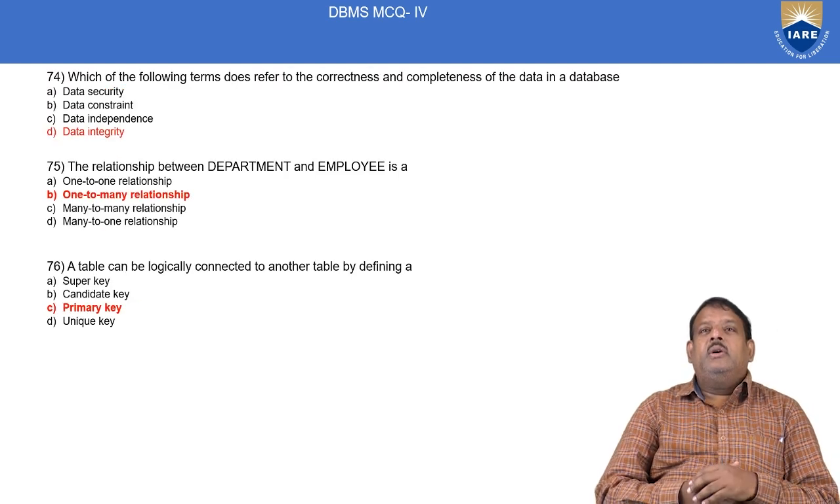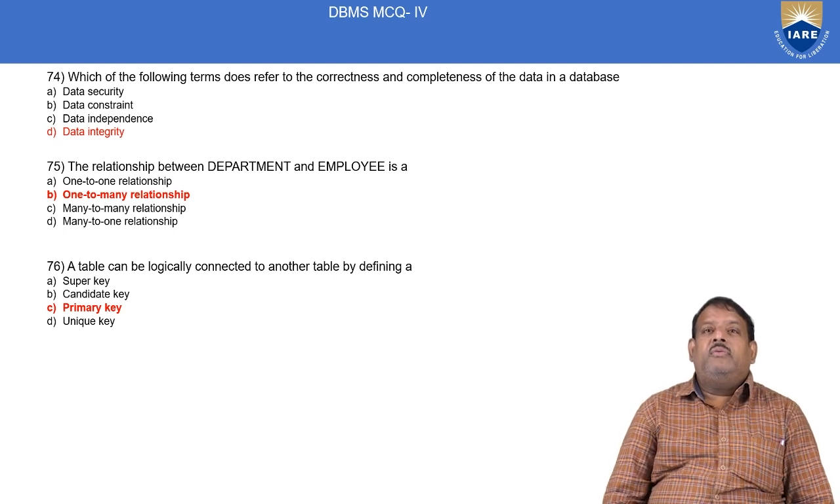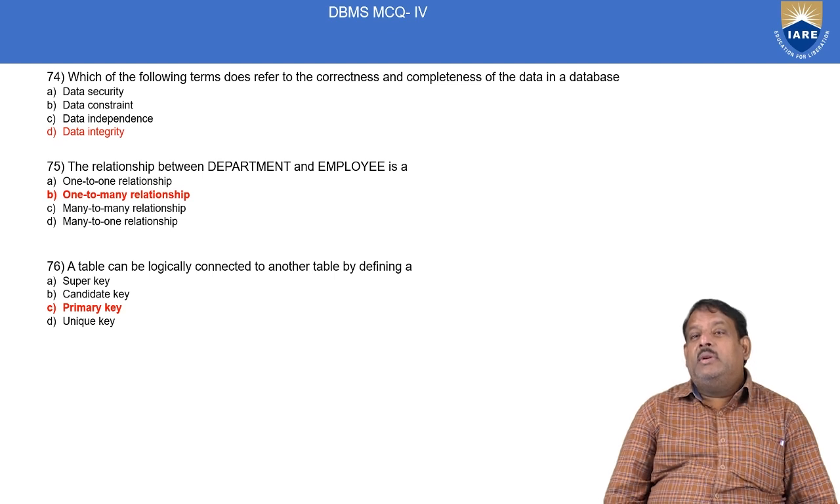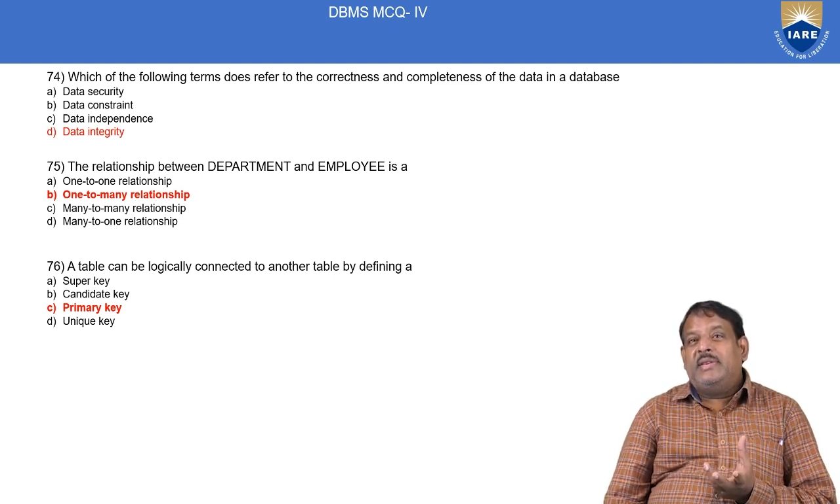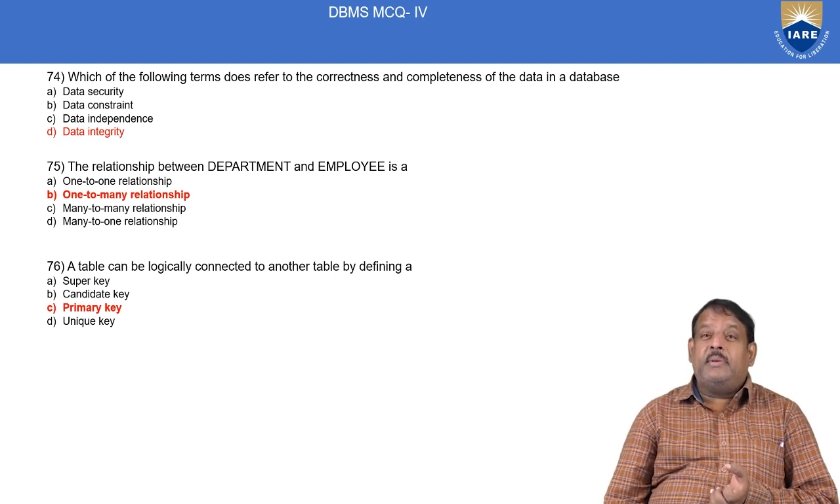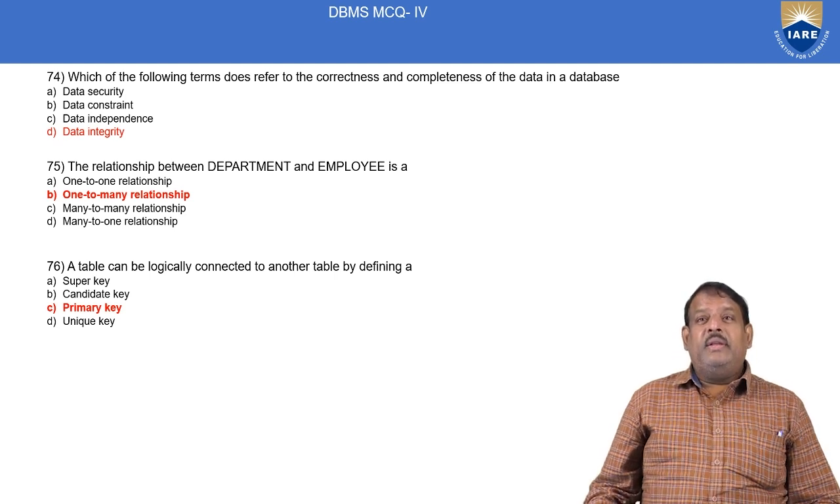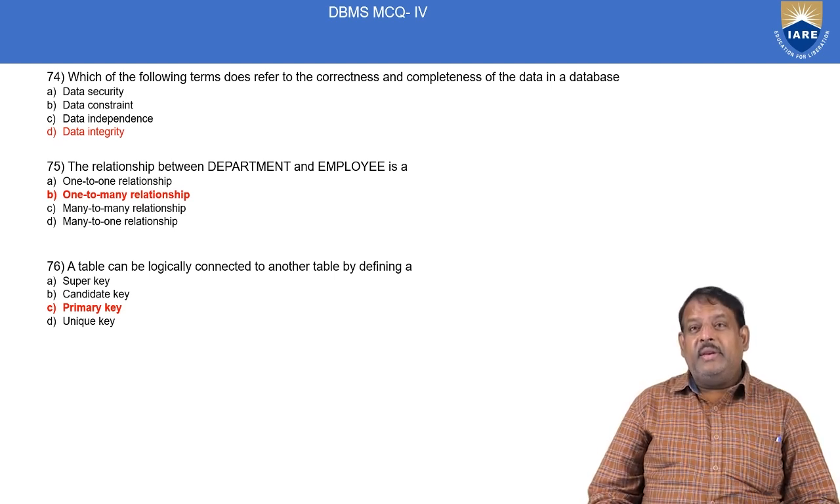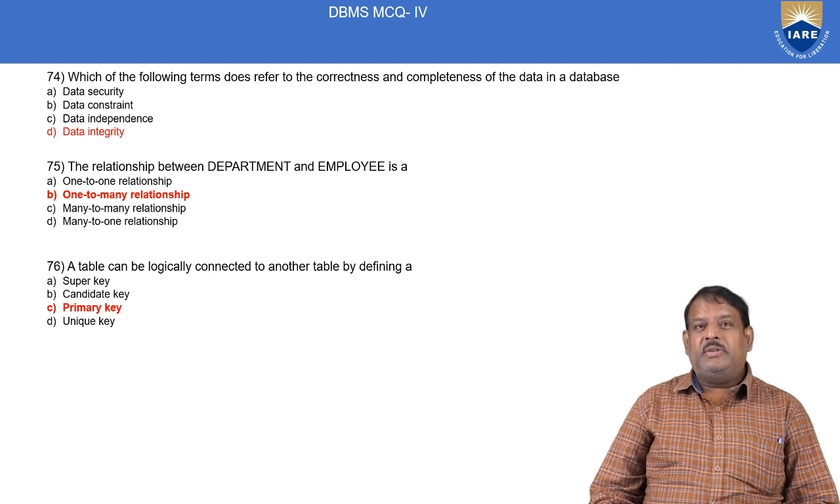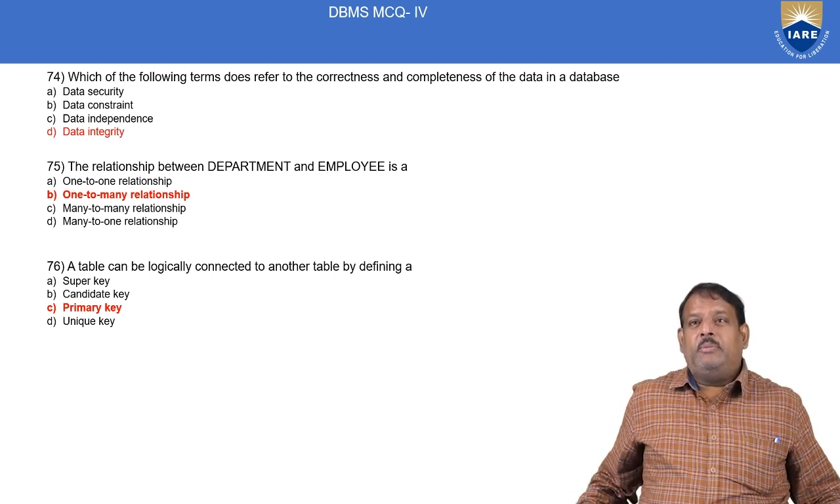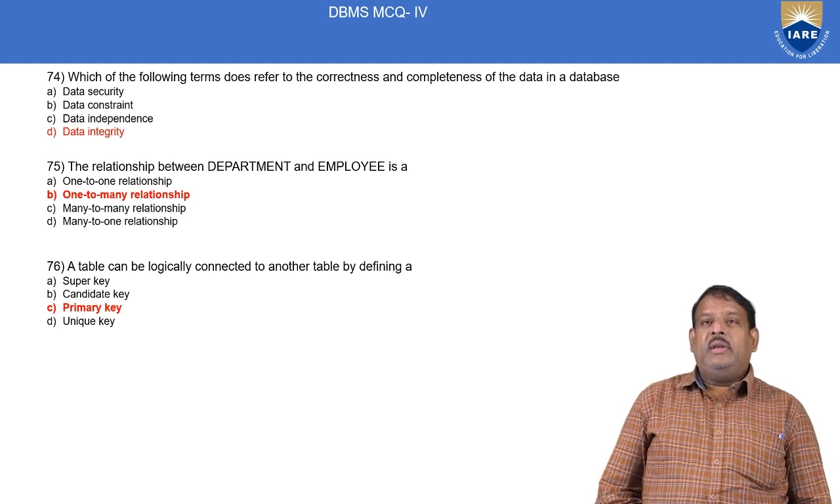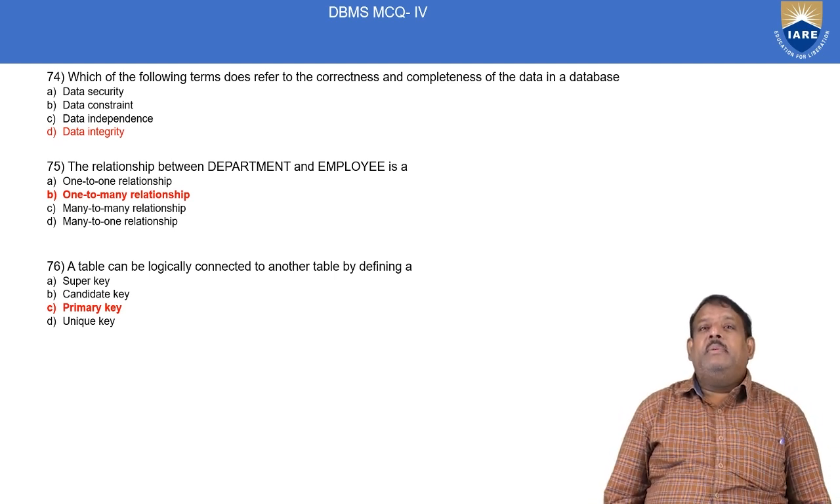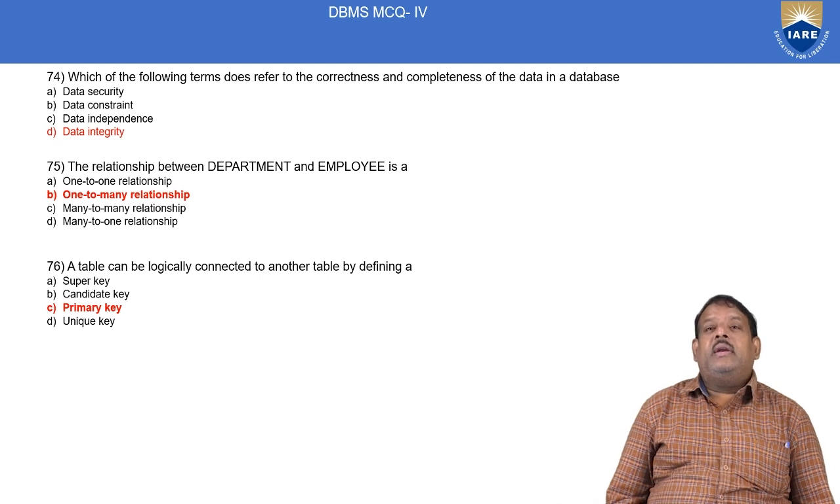Which of the following terms refers to the correctness and completeness of the data in a database? Here the two keywords are the correctness and the completeness of the data in the database. So it has to be data integrity. Data integrity is saying that my data is integrated, it is in a good, firm, stable state. That property which tells us the correctness and completeness of the table is called data integrity. Okay, last two questions.